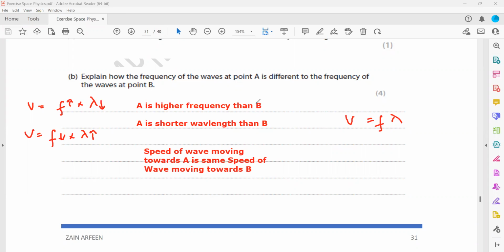So the mark distribution is: comparison of the frequency, A has higher frequency than B; A has shorter wavelength than B; A and B are moving with the same speed. And how can you say that? Because for A the frequency increases and the wavelength decreases, and for B the frequency decreases but the wavelength has increased.